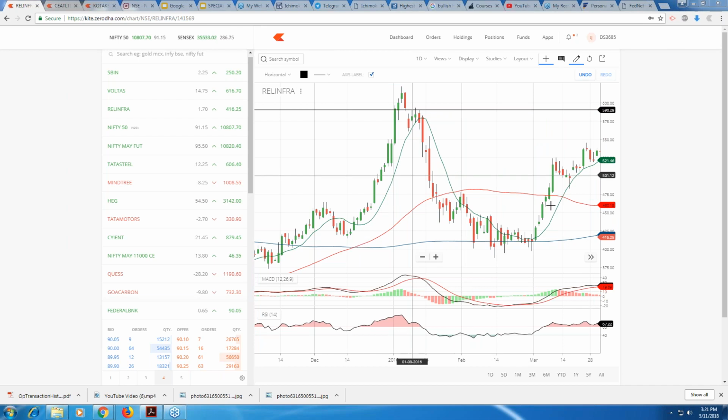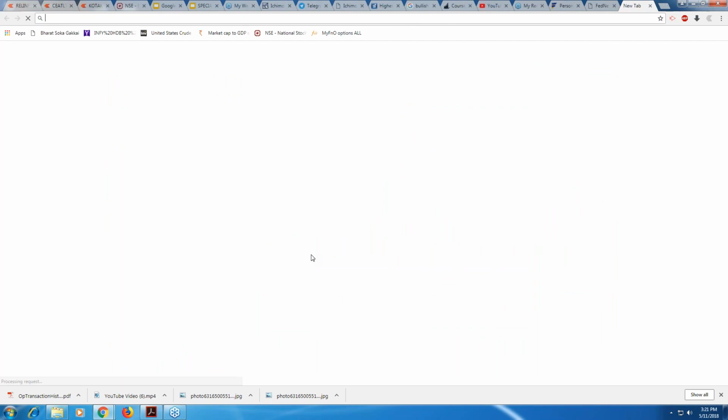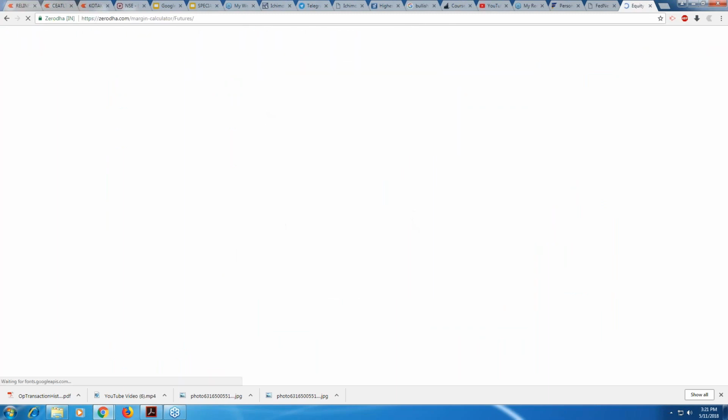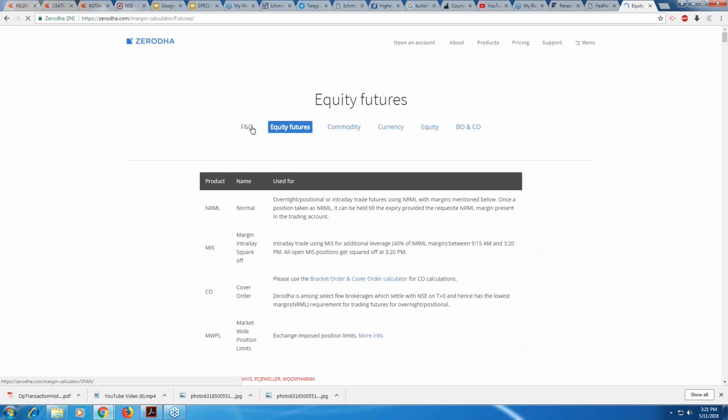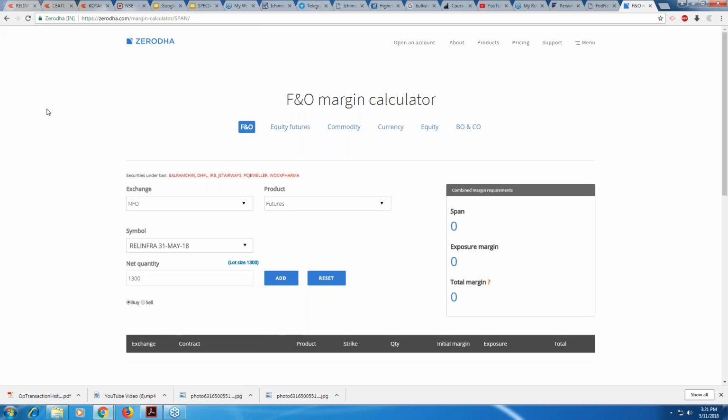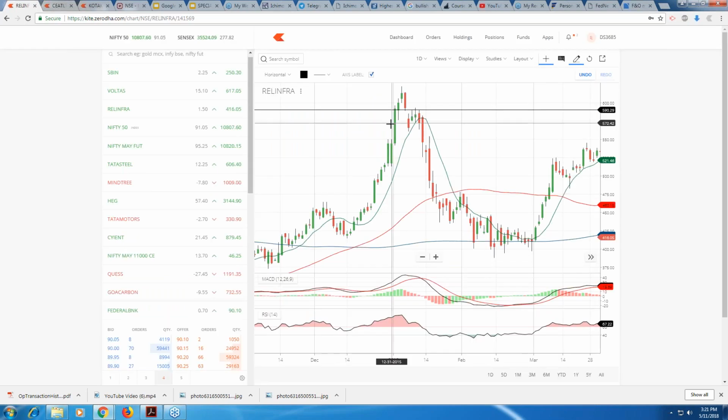You want to know how much is the lot size of Reliance Infra, and this is about 100 something points. You can see FNO Reliance Infra. The lot size is 1300. And how many points do we get from here? 590. It has come down to 418, right? Or if we take even 400, it touched even 400. So that means 190 points.